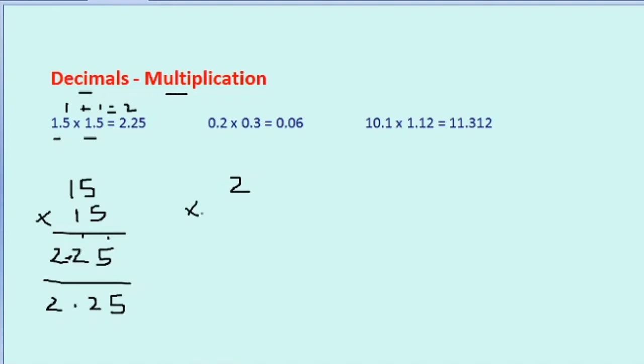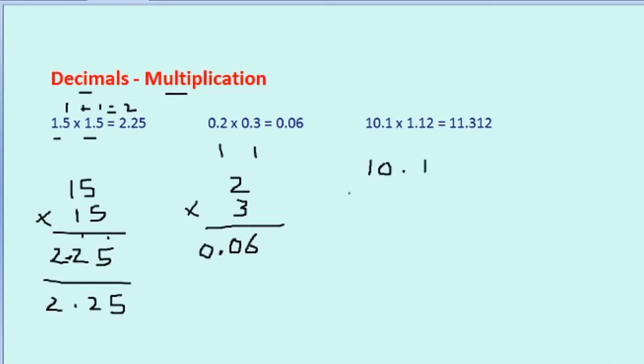2 into 3, 6. Now how many decimals have we skipped? 1 here, in 0.2, so 1 decimal skipped, and 1 decimal here. So 1 plus 1 is 2. Now if you start counting from the right, 6, only one number is there. So what we do? We add a 0 here, then put a decimal, and after that we write a 0. So 0.06. Let me do another example and your concept will be clear.